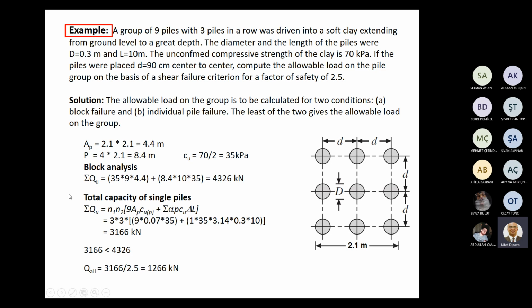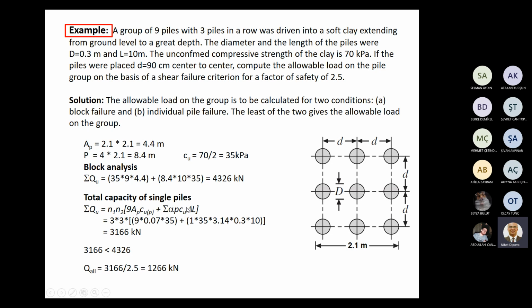Let us start with block analysis. In block analysis, Cu is 35, multiplied with area 4.4, and perimeter multiplied by Cu and length, the total capacity is 4,326.